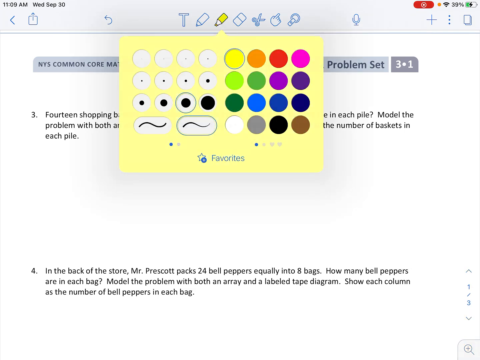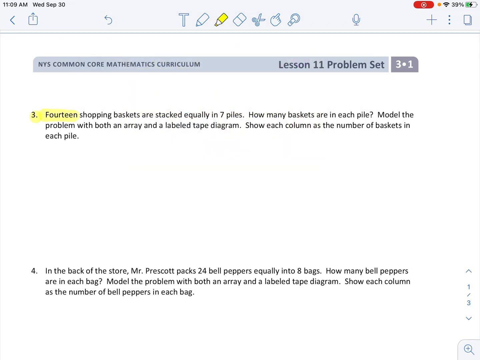I'm going to switch my highlighter. Number 3, 14 shopping baskets are stacked equally in 7 piles. How many baskets are in each pile? Model the problem with both an array and a labeled tape diagram. Show each column as the number of baskets in each pile.